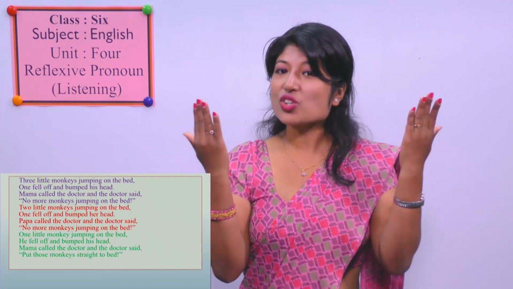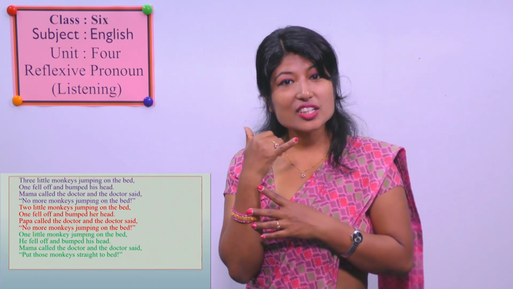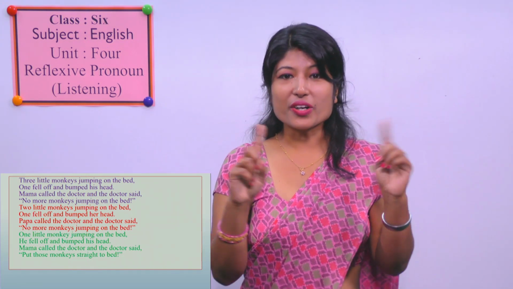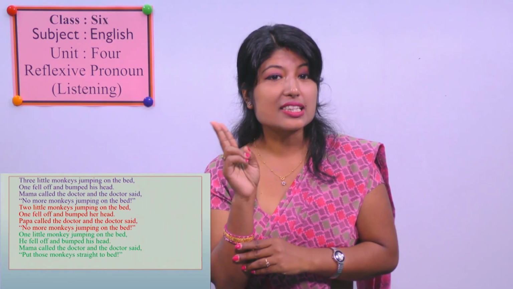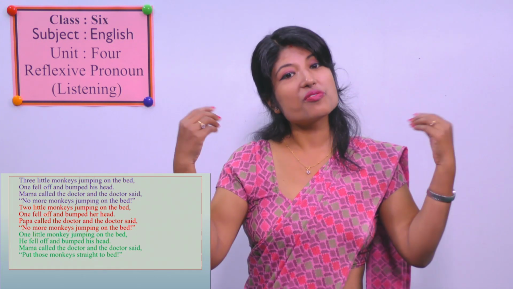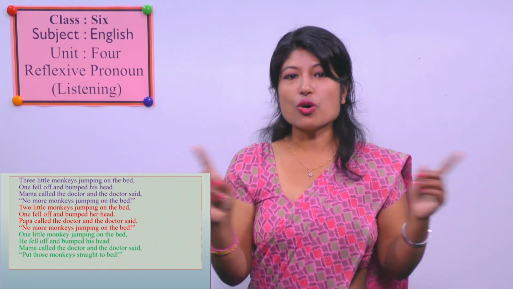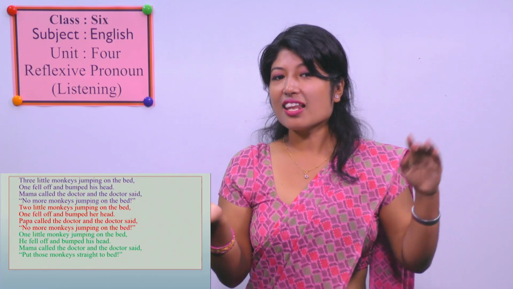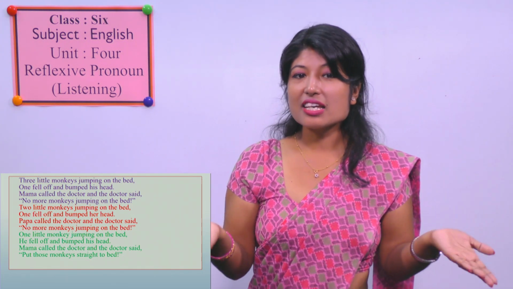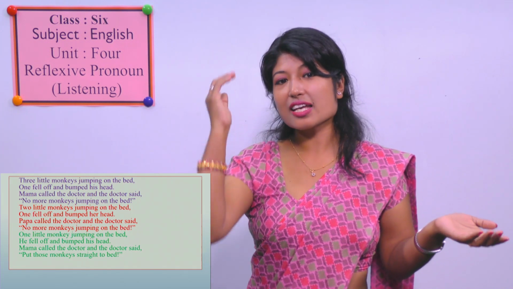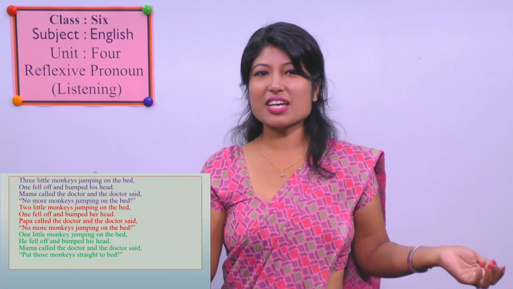Three little monkeys jumping on the bed. One fell off and bumped his head. Mama called the doctor and doctor said, no more monkeys jumping on the bed. La la la la la la la la la. Two little monkeys jumping on the bed. One fell off and bumped his head. Papa called the doctor and doctor said, no more monkeys jumping on the bed. La la la la la la la la la. One little monkey jumping on the bed. He fell off and bumped his head. Mama called the doctor and doctor said, put those monkeys straight to bed.